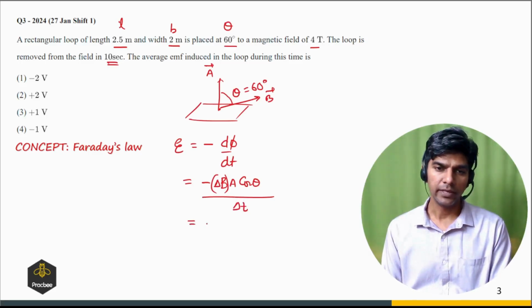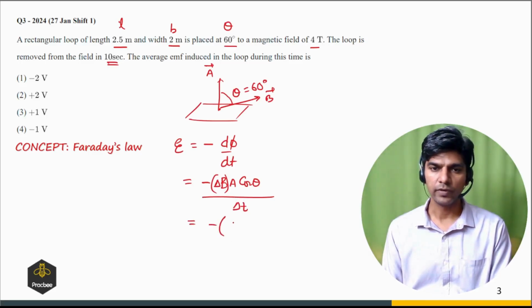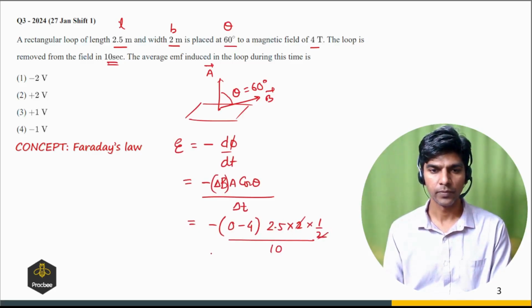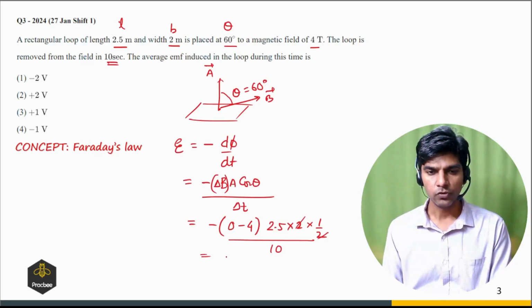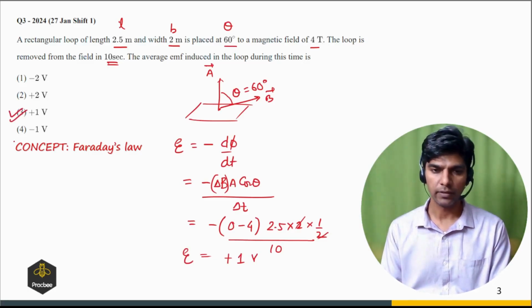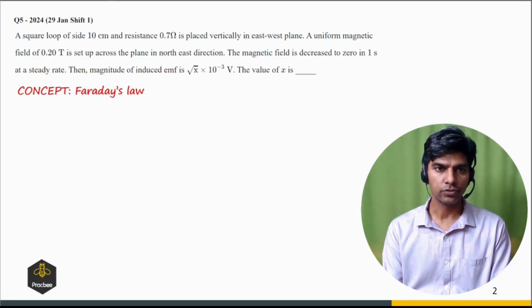So ΔB can be written as final minus initial. So final is 0, initial is 4, and area will be 2.5 times 2, and cos 60 is 1 by 2, divided by the duration, which is 10 seconds. So this comes out to be positive 1 volt. So the EMF induced will be 1 volt. So option 3 is the right answer. Now let's see the next question.